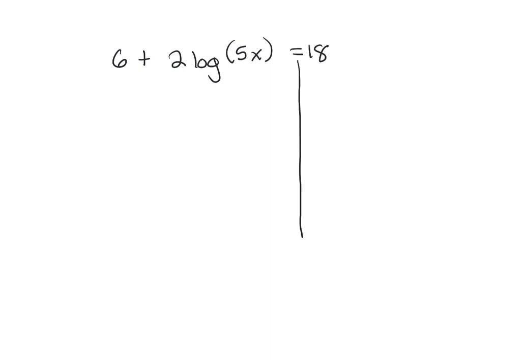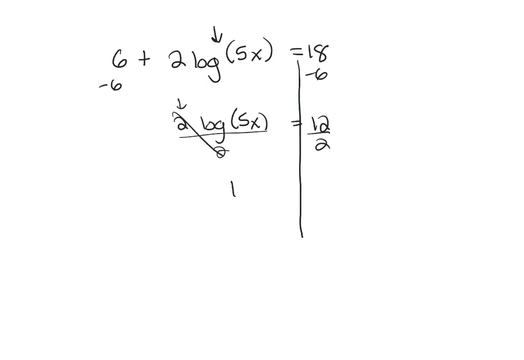I think students like these types of equations because it's just kind of solving for x. We like the system and the rules. We need to isolate this log, subtract 6 on both sides. So 2 log of 5x equals 12. The 2 out in front, we could just divide both sides by 2. So log of 5x equals 6.